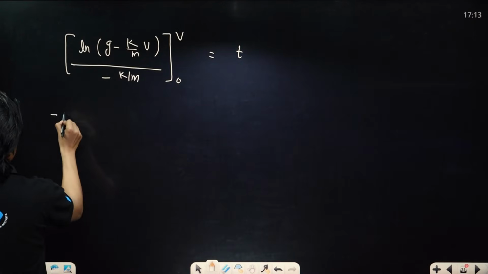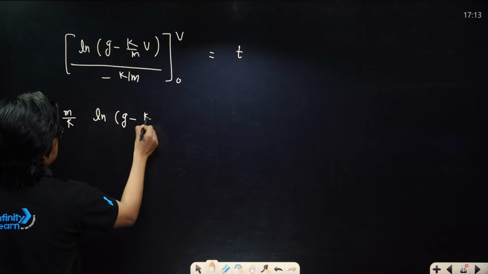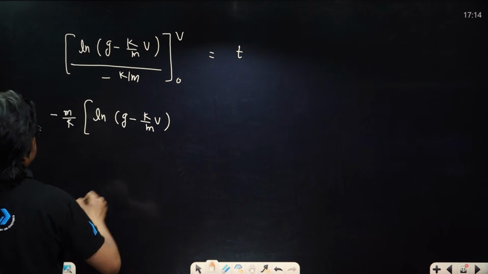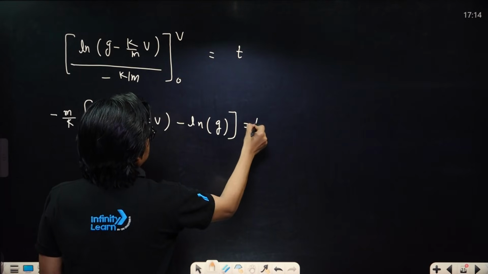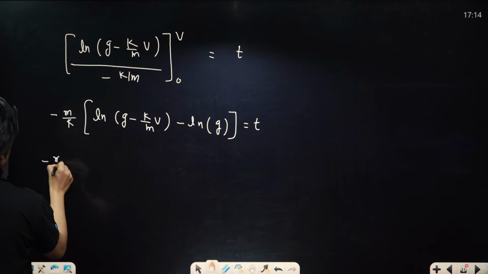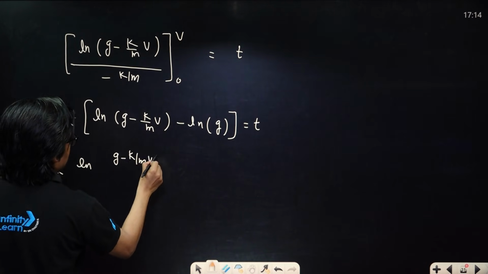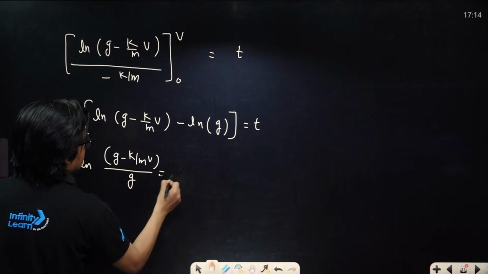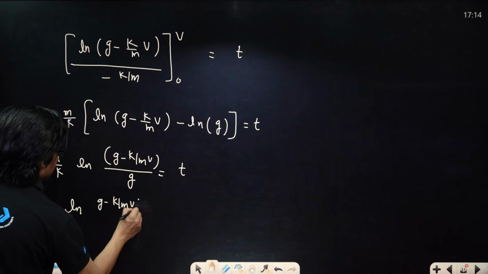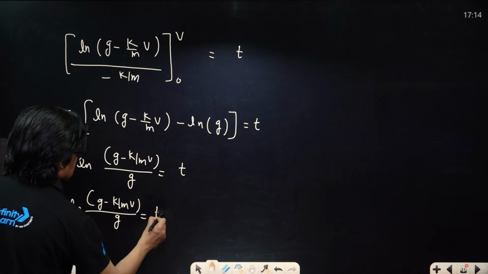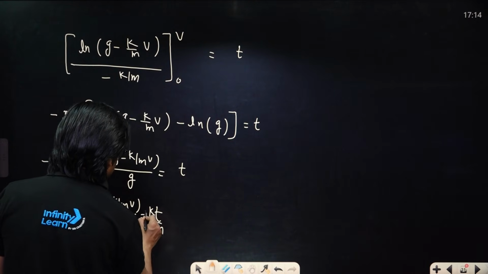So you can write minus of m by k log of (g minus k by m into v), minus log of g, that is equal to t. Now you can write minus of m by k log of (g minus k by m into v) divided by g, that is equal to t. Or you can write log of (g minus k by m into v) divided by g is actually equal to minus kt by m.